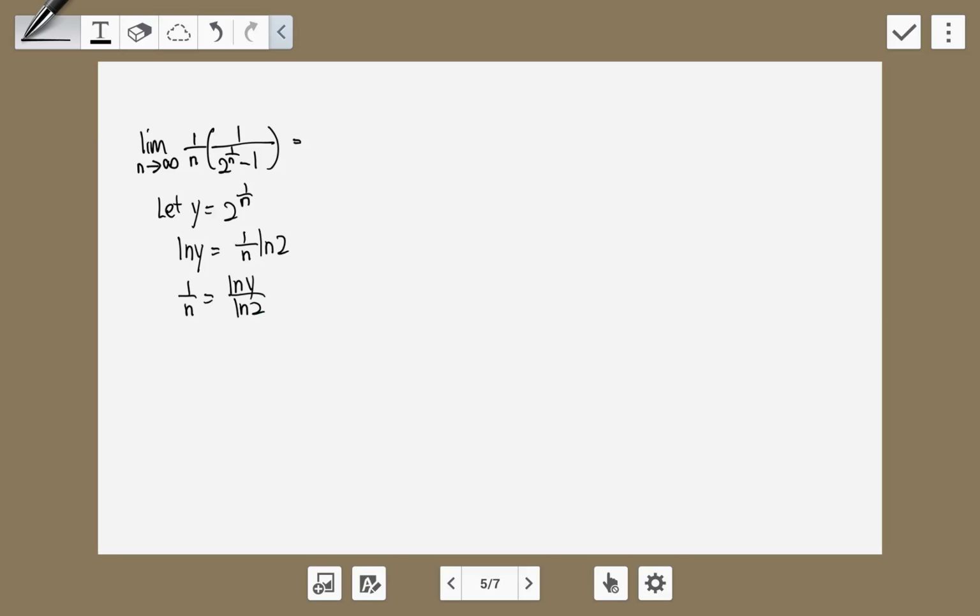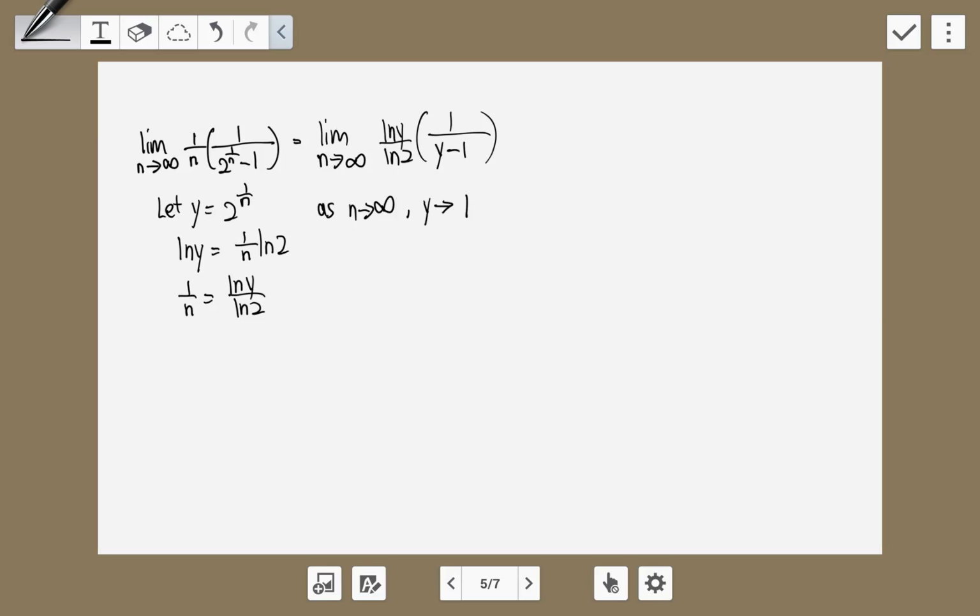So the entire term changes, with limit n approaches infinity: 1 over n is ln y over ln 2, and this 2 to the power 1 over n becomes y minus 1. But it no longer makes sense to let n approach infinity because you don't see any n here. So instead, I change it to y. As n approaches infinity, what happens to my y? This term approaches 0, and 2 to the power of 0 approaches 1.